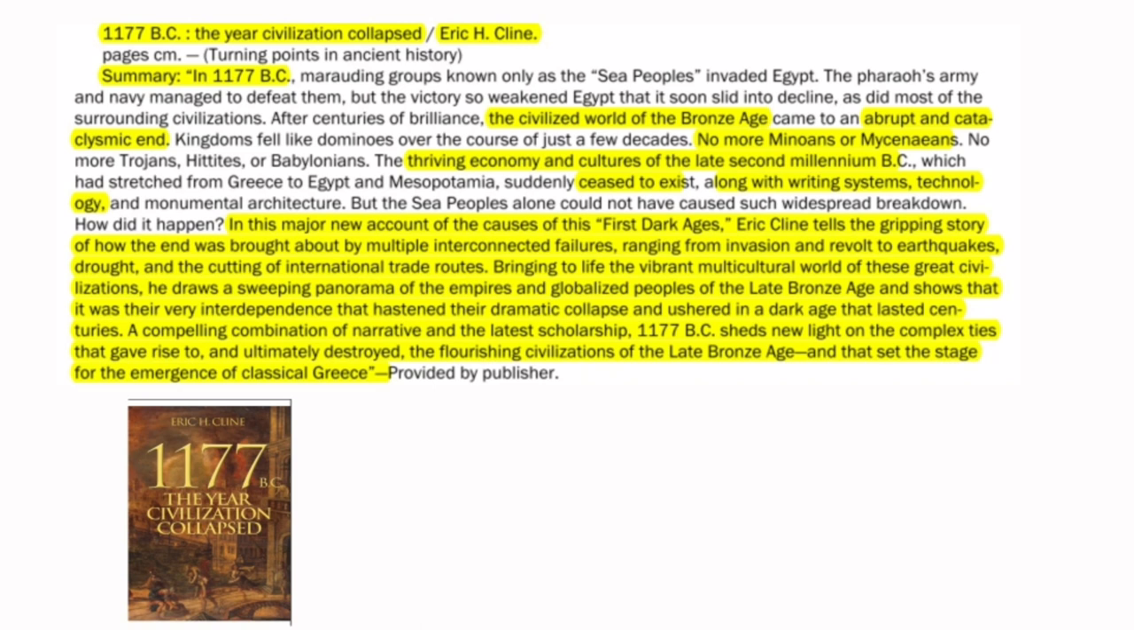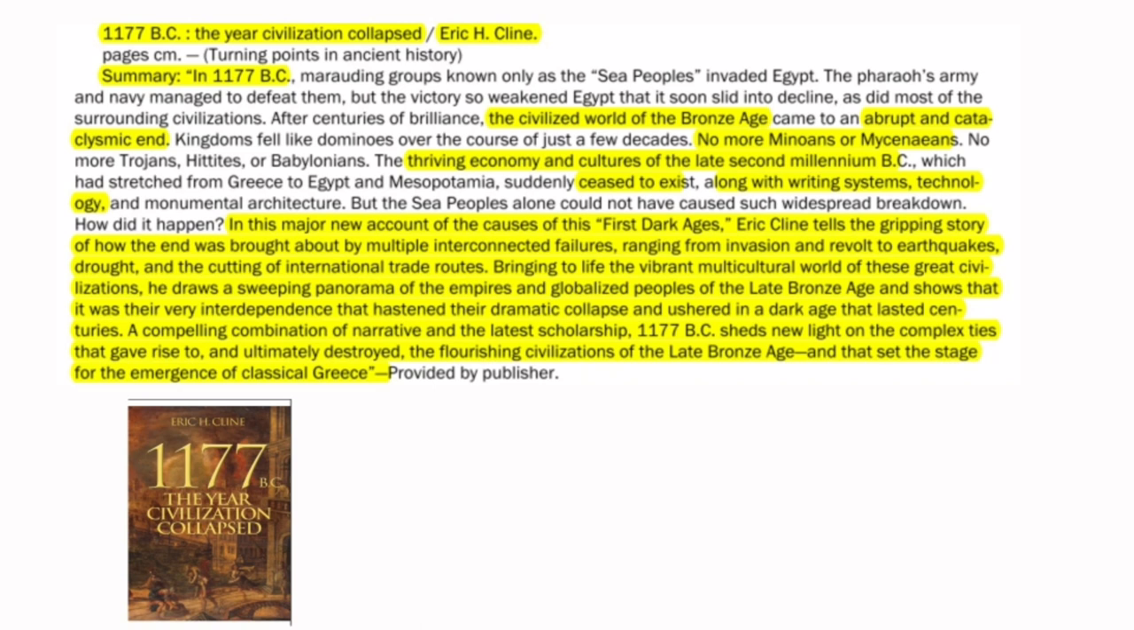After centuries of brilliance, the civilized world of the Bronze Age came to an abrupt, cataclysmic end. Kingdoms fell like dominoes over the course of just a few decades. This is with the exodus of the Israelites out of Egypt. No more Minoans or Mycenaeans. No more Trojans, Hittites, or Babylonians.